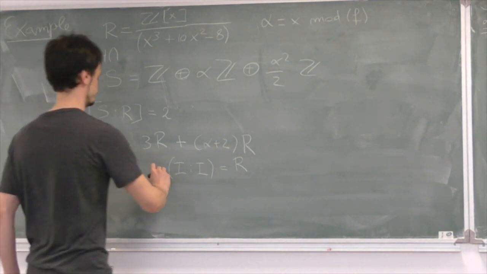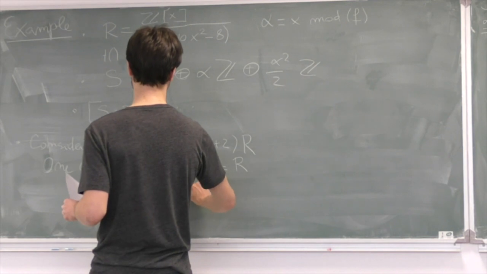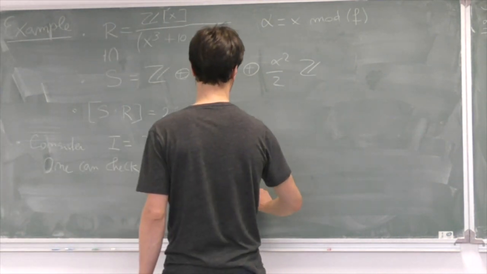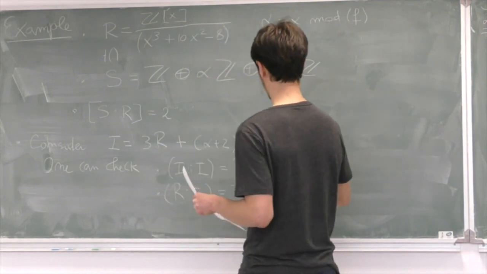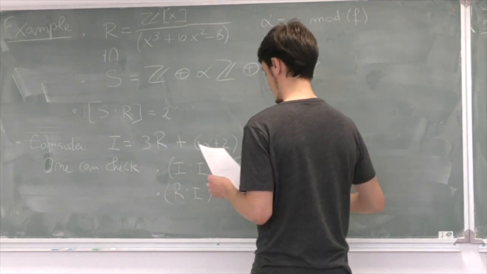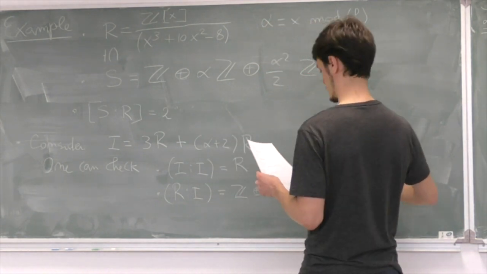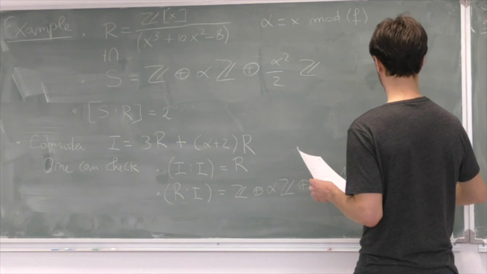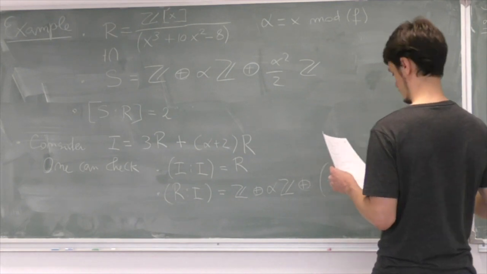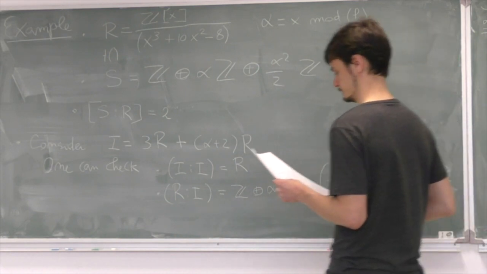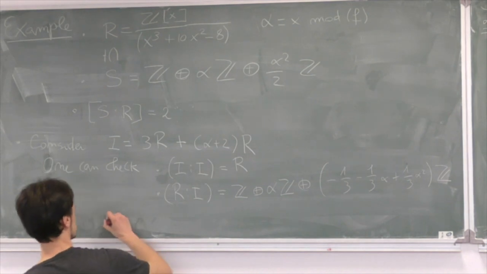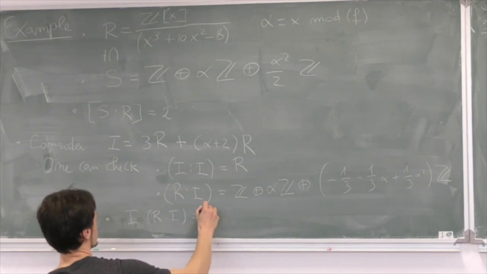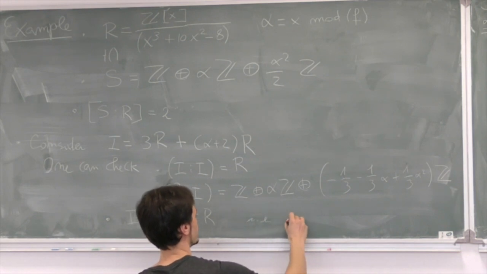One can also compute that the colon ideal R over I is equal to the lattice generated by 1, alpha, and the element minus 1/3 minus 1/3 alpha plus 1/3 alpha squared. And one can verify that I times R colon I is actually equal to R. So I is invertible.